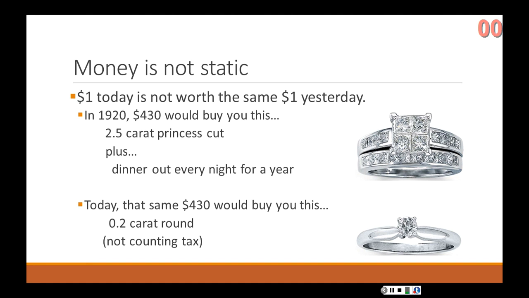If you had $430 of today's dollars, you could buy a 2.5 carat princess cut diamond ring and dinner out every night for a year. Today, that same $430 would buy you a 2/10 of a carat round diamond ring, not even including tax.